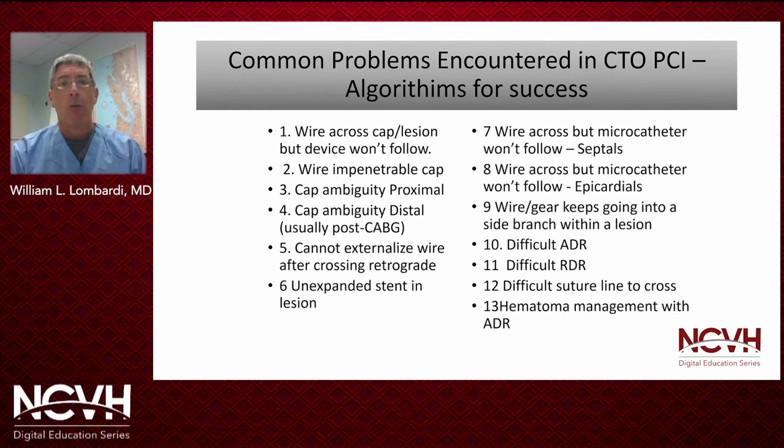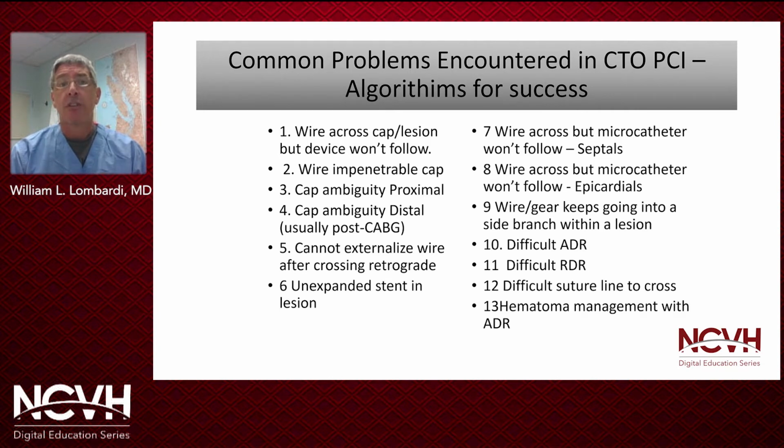So everybody's dealt with many of these. The wire is across either the proximal cap or all the way across the lesion, but you can't get a microcatheter or balloon to go. I'm sure everybody in peripheral has dealt with you cannot penetrate the cap. There's just too much damn calcium and you can't penetrate the cap. The question is, are you willing to learn new ways to do that? Again, what do you do when the cap is ambiguous? What do you do when the distal cap, and in CTOs for coronaries, it's usually because there's a bypass graft and anastomose in the distal vessel.